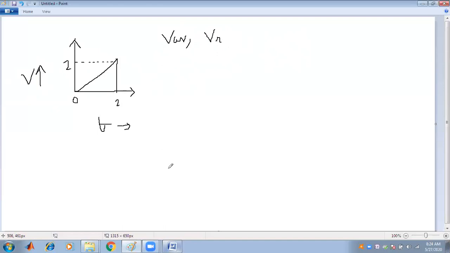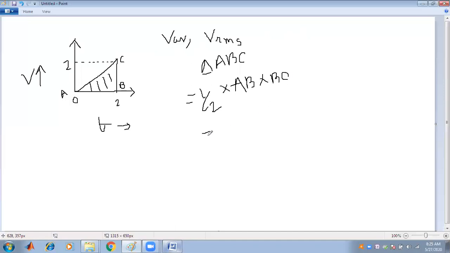Average value means total area under the curve divided by the total time period. So what is the total area under the graph? This is a triangle ABC, so its area can be written as half into AB into BC. AB is 2 and BC is 2, so the total area is 2. So what is the average value?